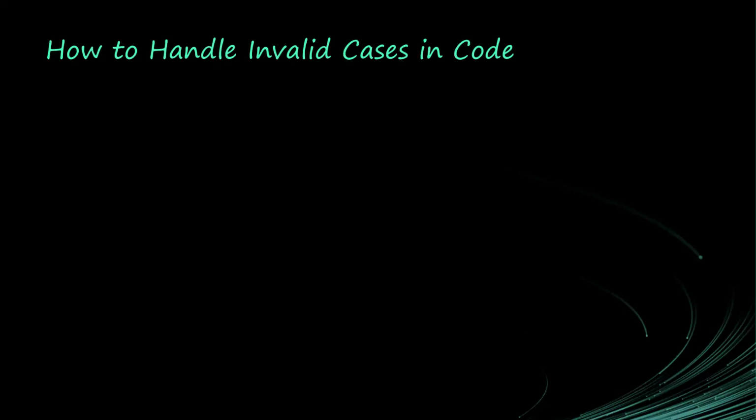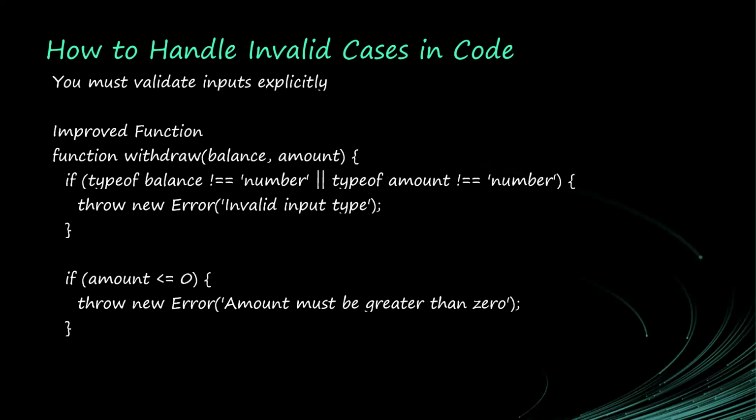So how do we handle invalid cases in code? You must validate input explicitly. Look at the improved code. This is our withdrawal function now. First of all, it checks the type of balance and also the type of amount. It will throw a new error and say invalid input type. Then if amount is less than or equal to 0, it will throw amount must be greater than 0. You can see we are now checking the invalid cases.